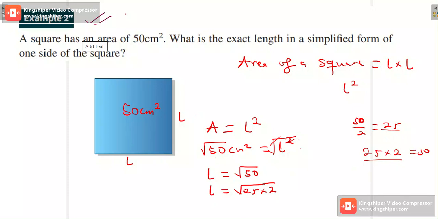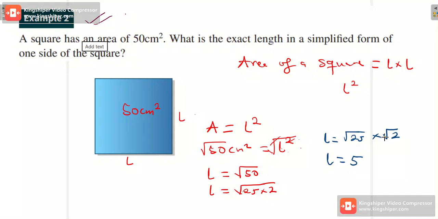We can break it down: 25 times 2 can be written as root of 25 times root of 2. So we have L equal to root of 25 times root of 2. We know that 5 times 5 is 25. So root of 25 is the same as root of 5 squared, which will give us 5. Then times the root of 2, and we have L equal to 5 root of 2.